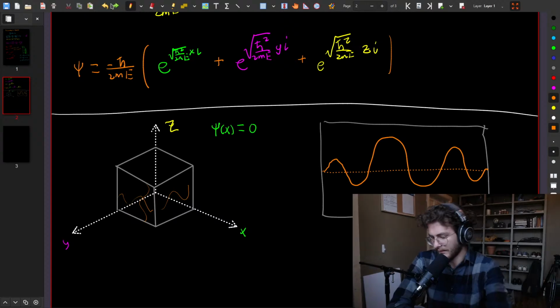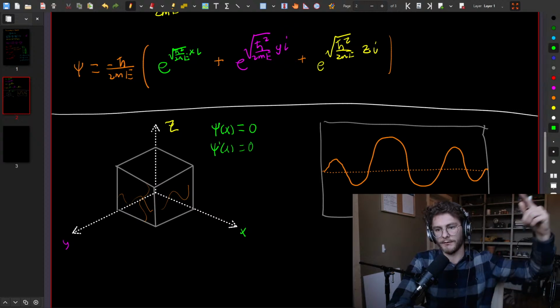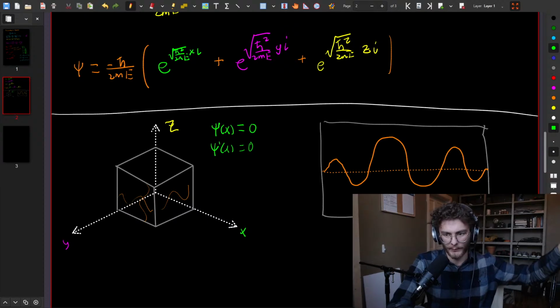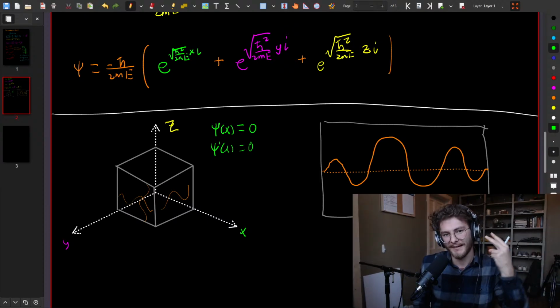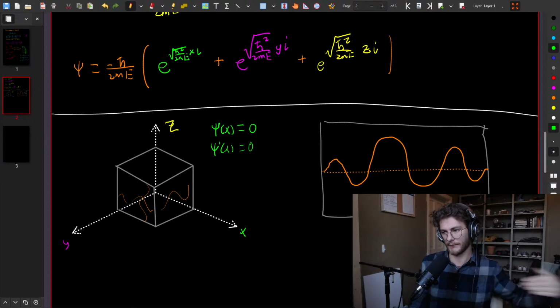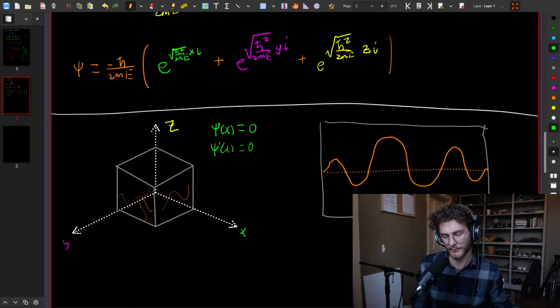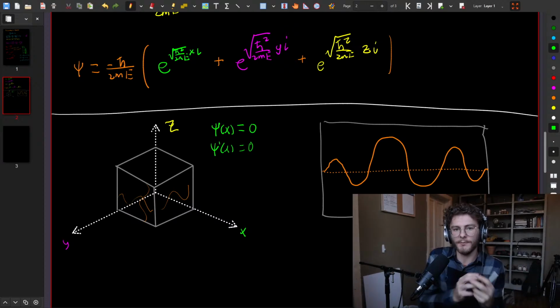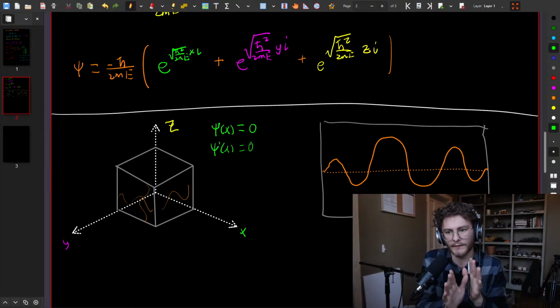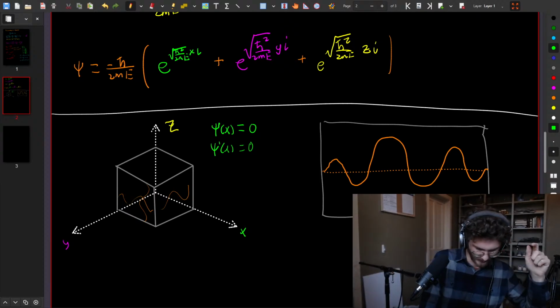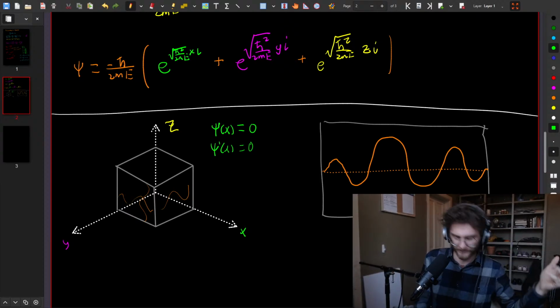So that means psi prime of x equals 0, where the derivative of a function tells you what the slope of the function is at any given point, right? That's going to be true for x, y, and z, since we have an x component, a y component, and a z component. And when you combine them together, you can get really cool shapes with those specific criteria.